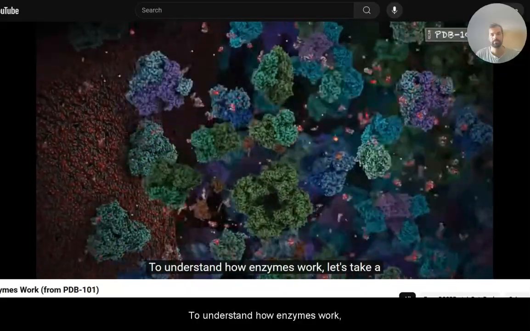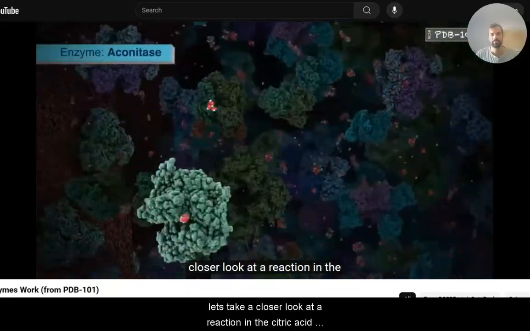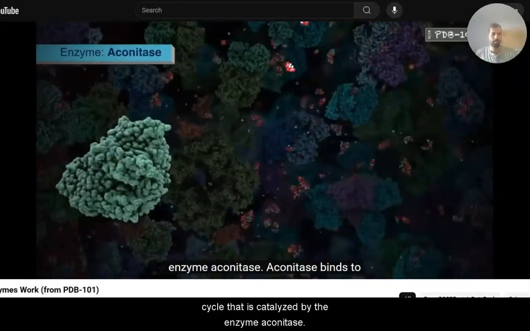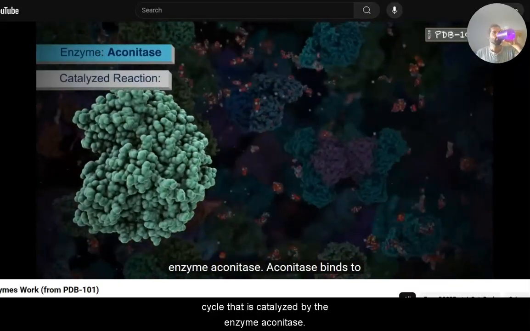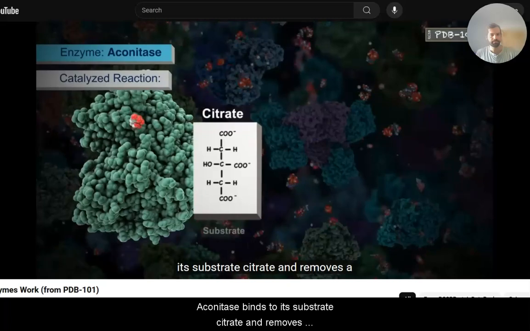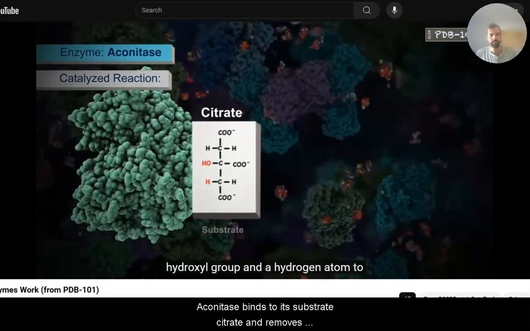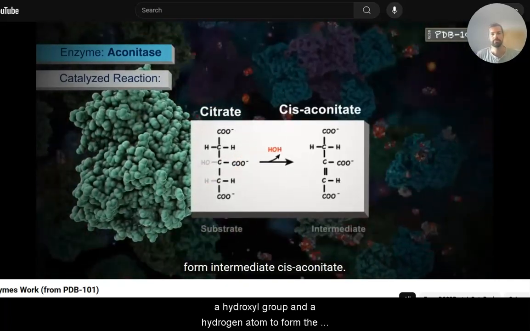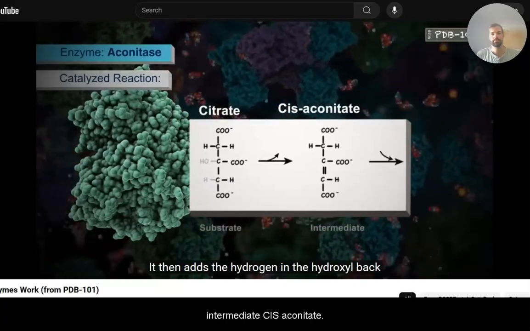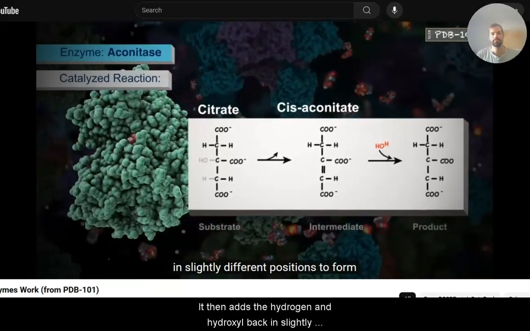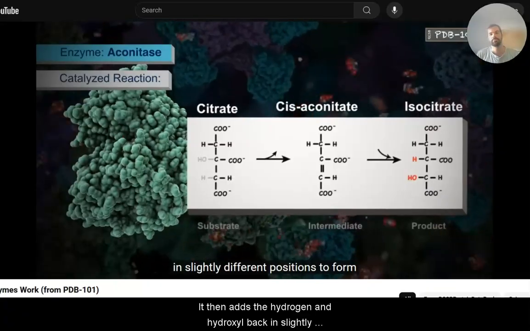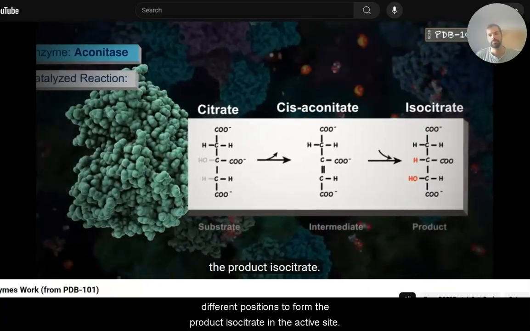To understand how enzymes work, let's take a closer look at a reaction in the citric acid cycle that is catalyzed by the enzyme aconitase. Aconitase binds to its substrate citrate and removes a hydroxyl group and a hydrogen atom to form the intermediate cis-aconitate. It then adds the hydrogen and hydroxyl back in slightly different positions to form the product isocitrate.